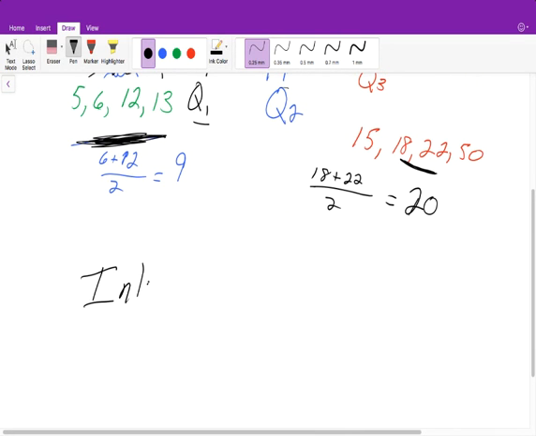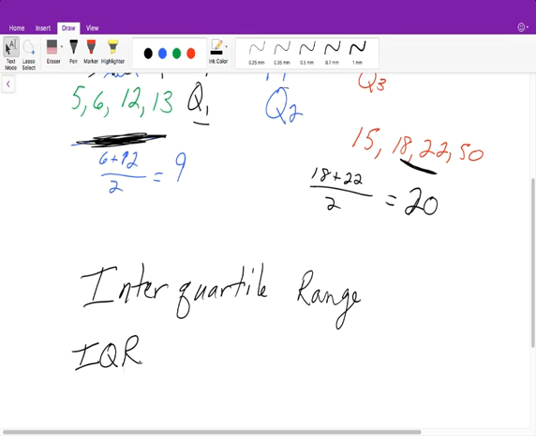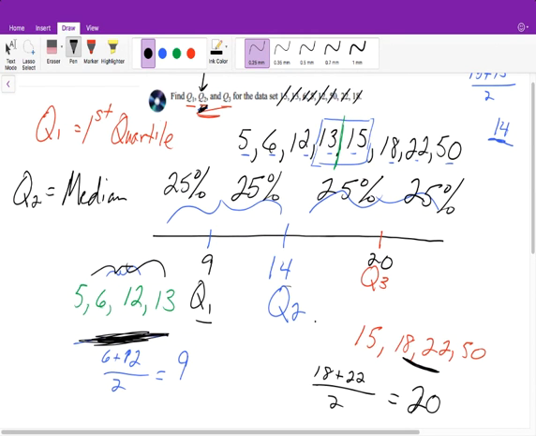So our interquartile range, or as you'll see it listed, your IQR. Right? And what your IQR is, it represents 50% of our data. So our interquartile range will always be 50% of our data. And what it is, it's the values that are listed between our first and third quartile.